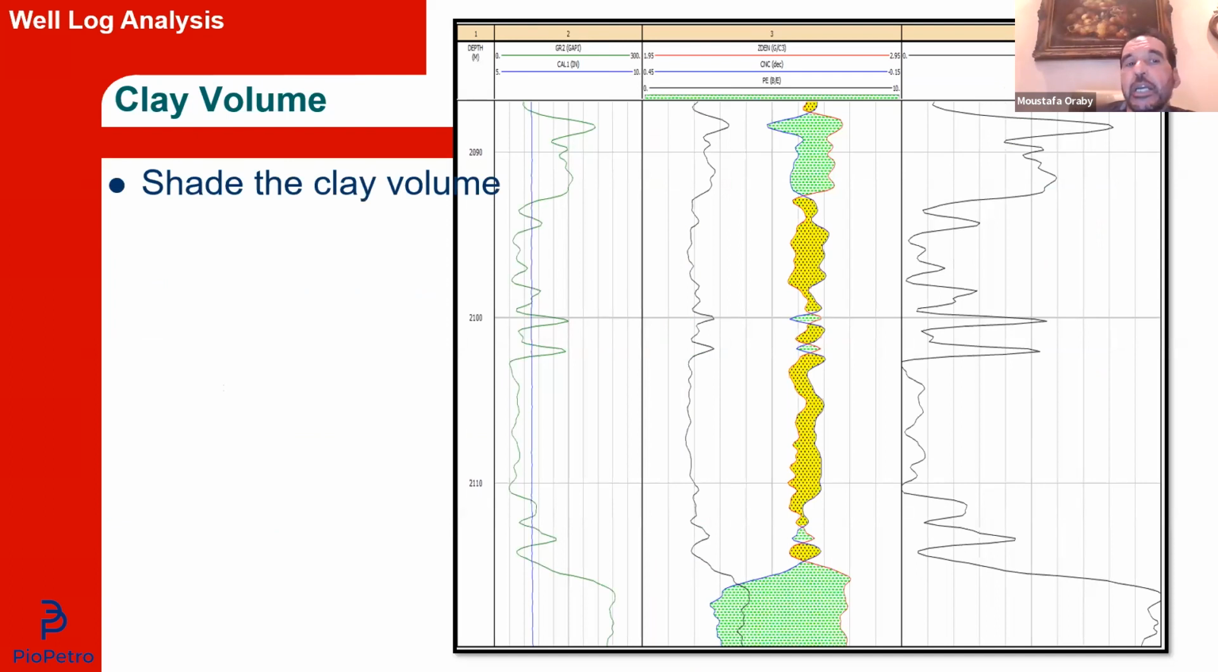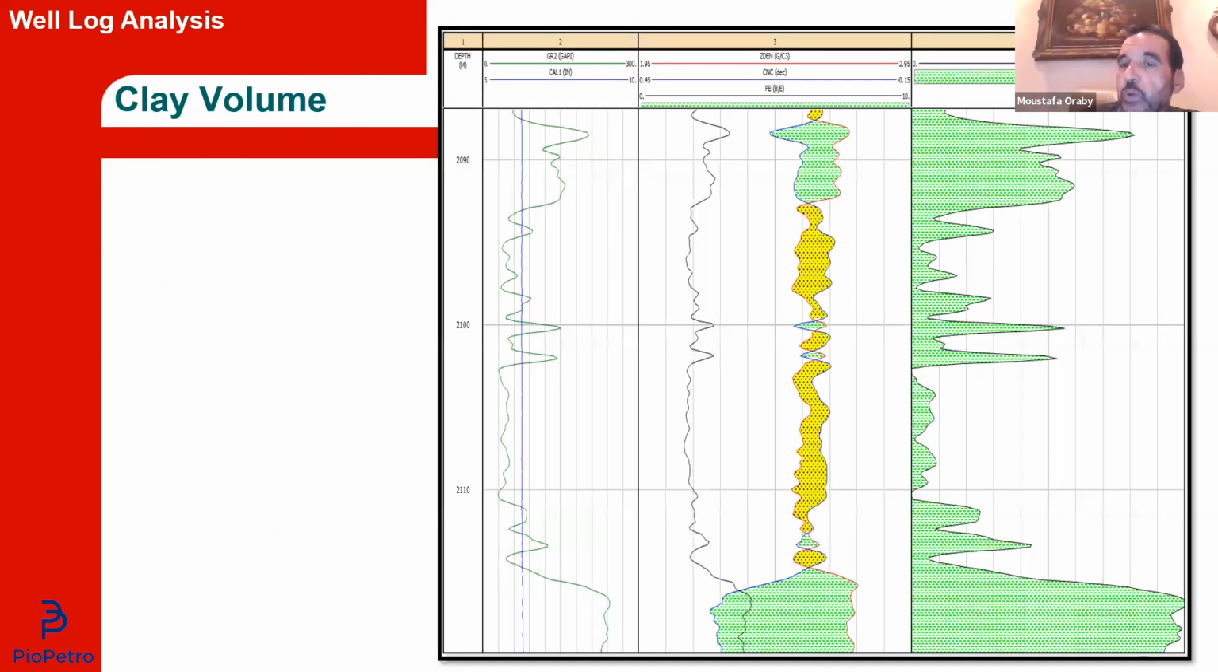Okay. Now we need to shade the clay. So now I've shaded the clay here. And now I know exactly my clay volume, where and how much I have at every foot. Once you've calculated the clay volume, then we need to calculate porosity.